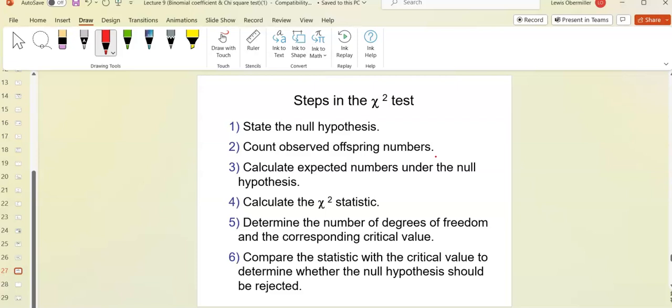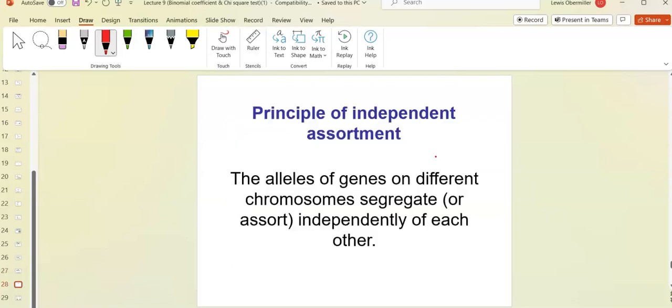So these are the steps that we just went over. I'm not going to waste time going over them again, but you can do the chi-square test on anything. I use this quite a bit in science to test what I expect to be the outcome against what I observe to be the outcome. And then just remember, we talked about the rule of segregation, right? Which means that genes segregate into gametes, and independent assortment means that they assort independently from one another.